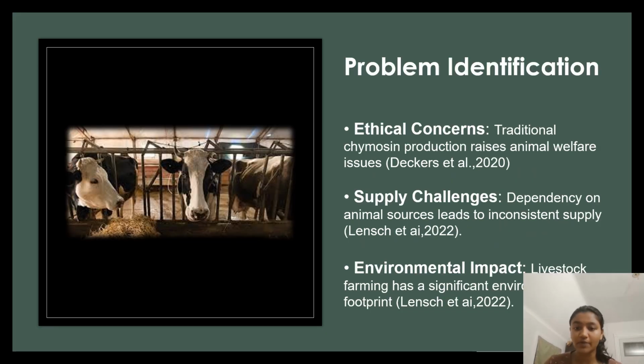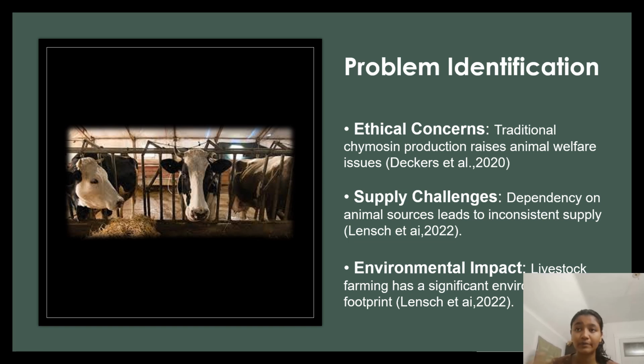Next is the problem identification. In problem identification, we are going to discuss three categories. The first one is ethical concerns. Traditionally, producing chymosin involves animal welfare issues, so that's a problem. The second one is supply challenges.